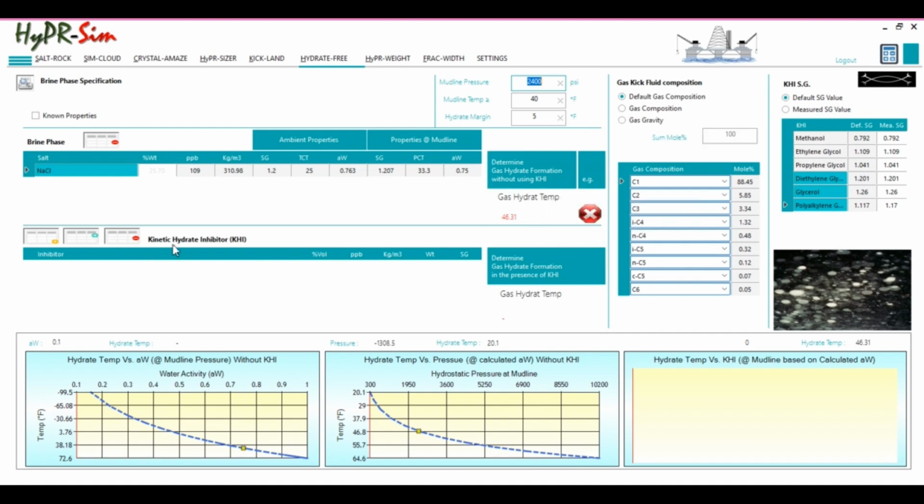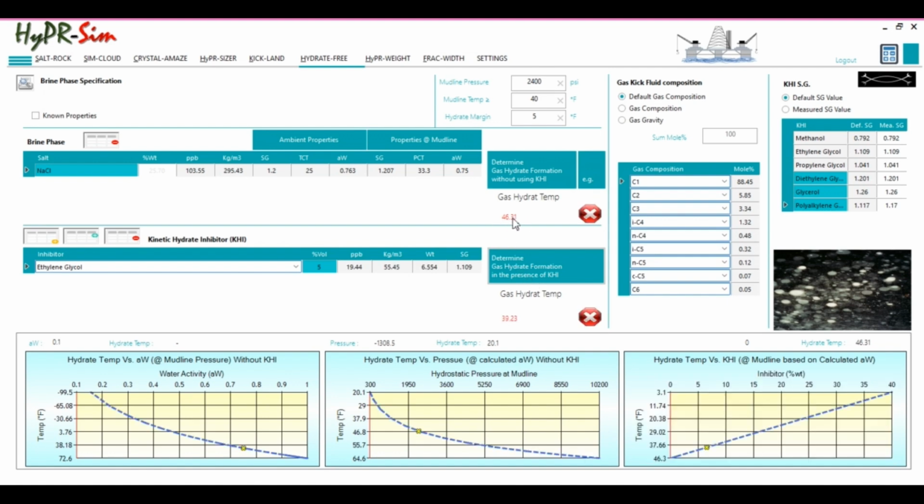Incorporating glycol as KHI. To mitigate the gas hydrate issue, let's incorporate ethylene glycol and determine the optimal concentration. Add a new row and select ethylene glycol at 5% by volume. Run the simulation. The gas hydrate temperature reduces from 46.31 degrees Fahrenheit to 39.23 degrees Fahrenheit.